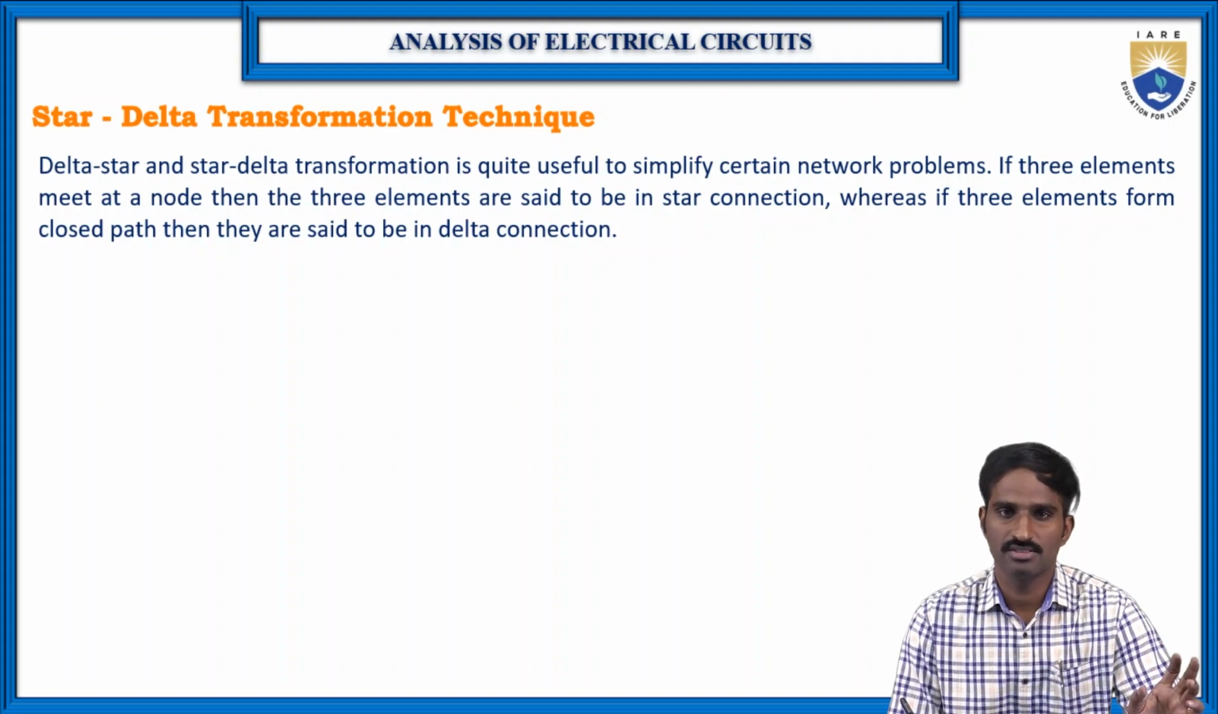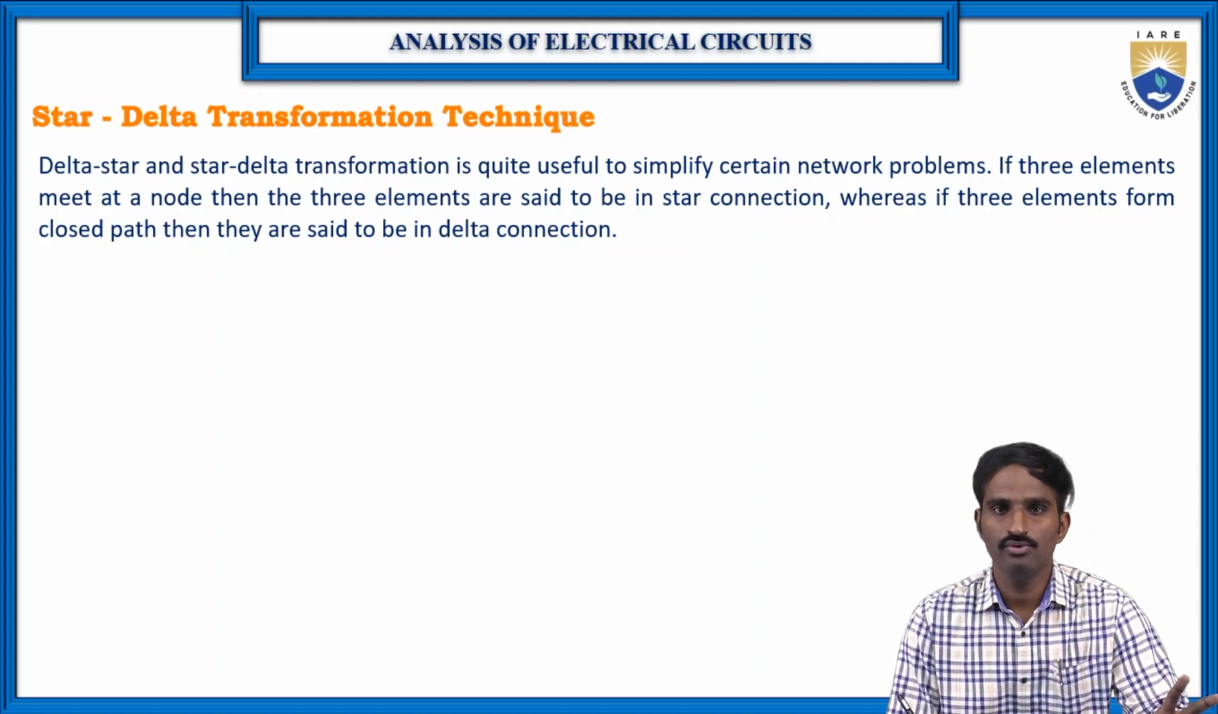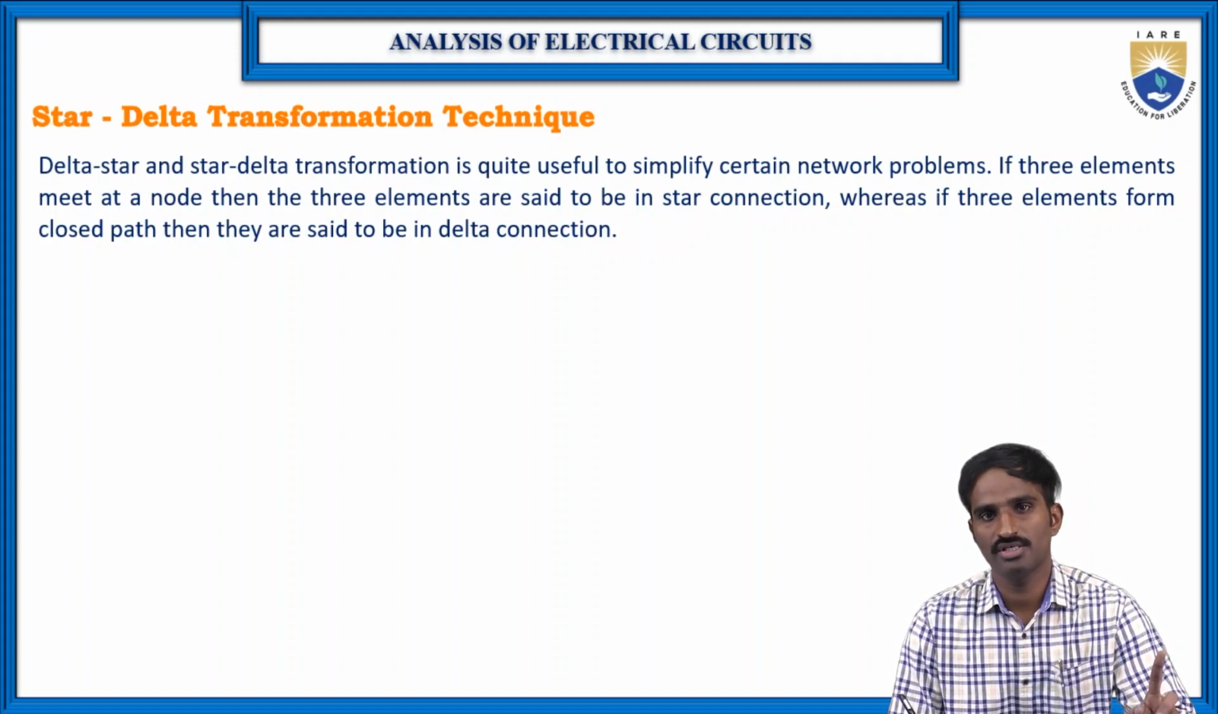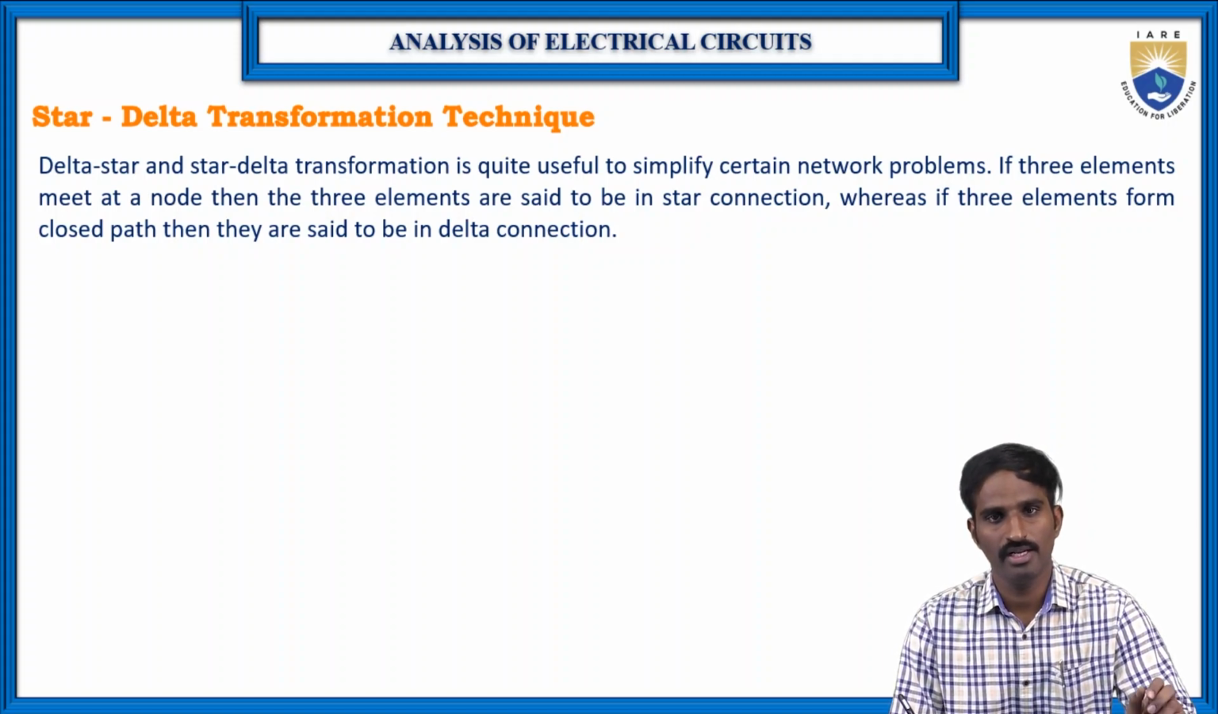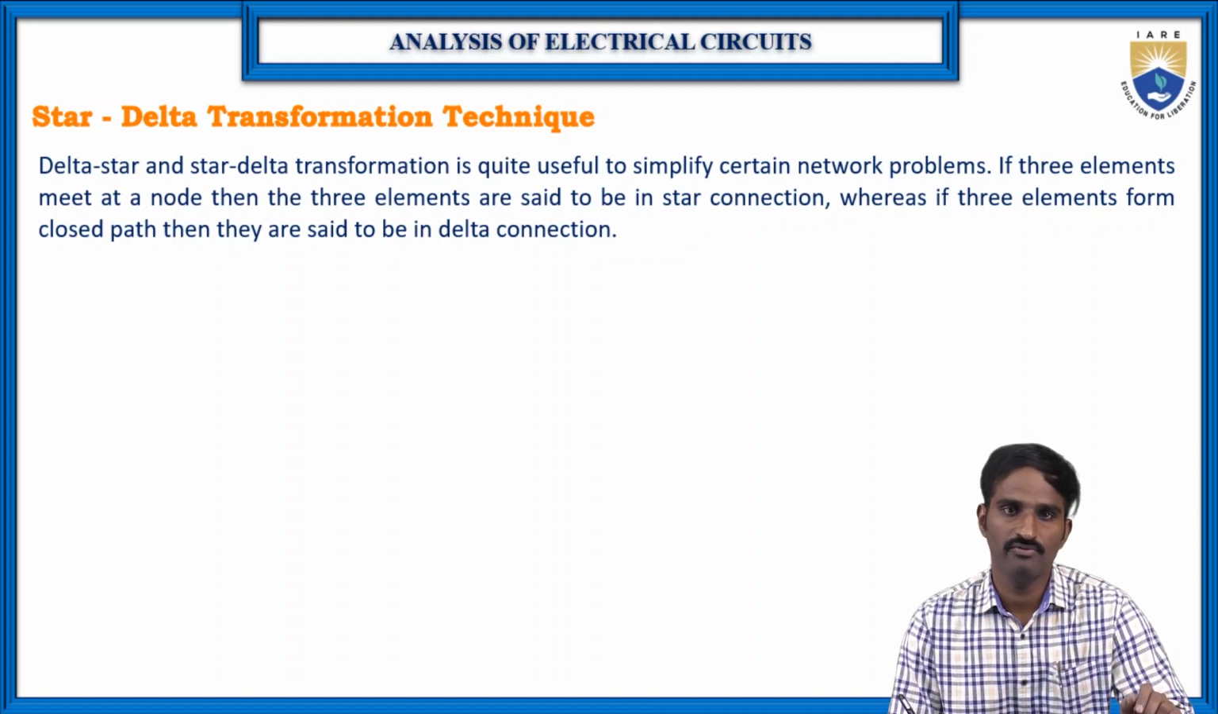But in some complex networks, it is difficult to identify whether two resistors are in series or parallel, because according to the conditions, if two resistors have one common node and the common node is not shared with any other element, then only can we say those two resistors are in series, right? But suppose in an electrical circuit, any two resistors have one common node, but the common node is connected to some other element, then we cannot define whether those two are in series or parallel. So in that case, we can use this star to delta and delta to star transformation.